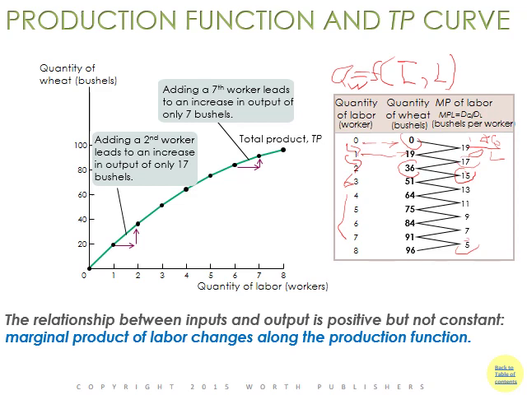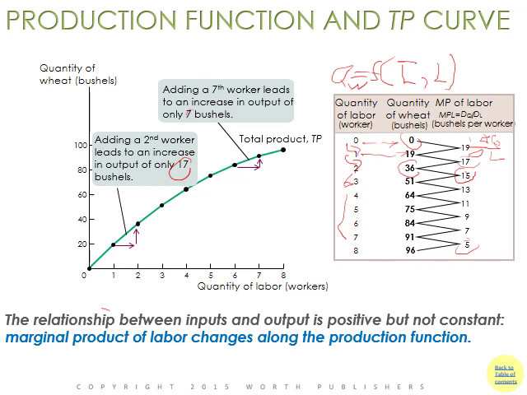The amount of additional wheat that can be produced decreases because you're adding more of a variable input to a fixed size farm. Here, the marginal product of the second worker is equal to 17. The marginal product of the 7th worker is equal to 7.